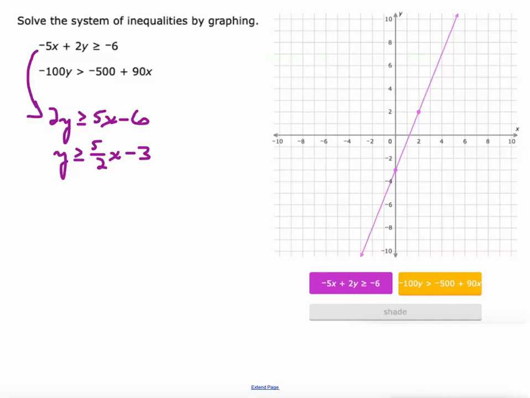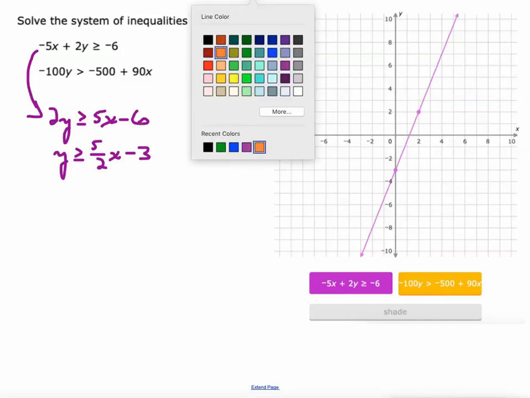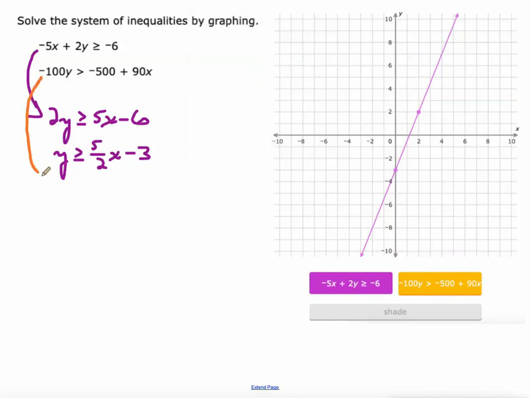All right, let's go to this. I'm going to call it orange. Okay, and we're going to do the same idea, but this one we can do in just one step. We just have to divide both sides by -100. Technically, when you divide both sides by a negative, you're supposed to flip the inequality. Don't forget about that. -500 divided by -100 is 5. And 90 divided by -100, it's a positive divided by a negative, which is a negative. 90 over 100 is 9 over 10. Fractions are going to be your friend here, okay?